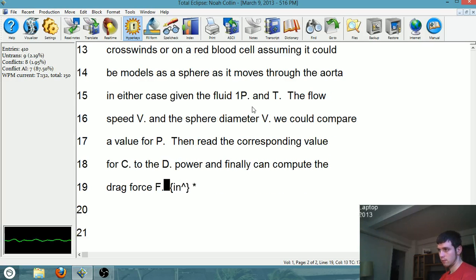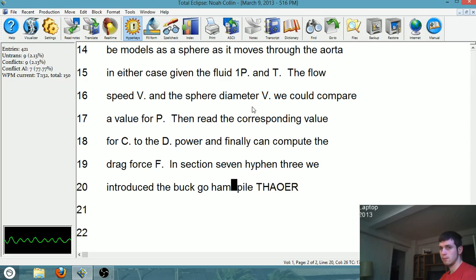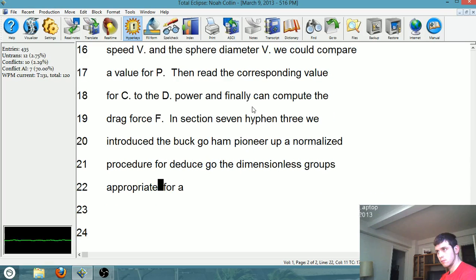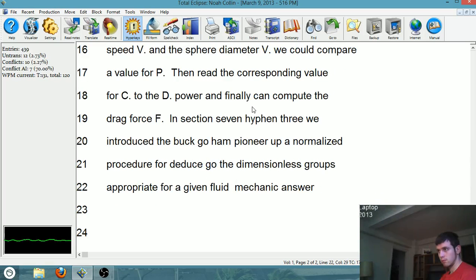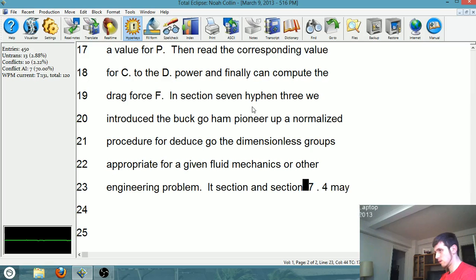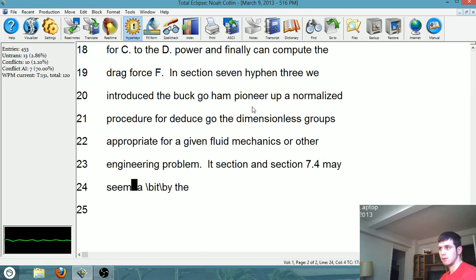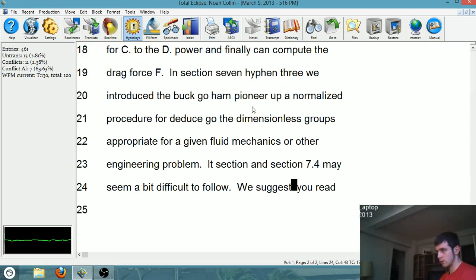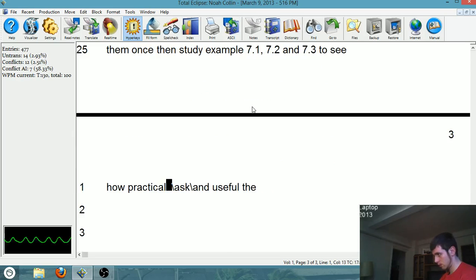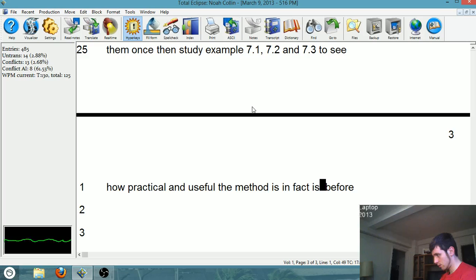In Section 7.3, we introduce the Buckingham pi theorem, a formalized procedure for deducing the dimensionless groups appropriate for a given fluid mechanics or other engineering problem. This section and Section 7.4 may seem a bit difficult to follow. We suggest you read them once, then study Examples 7.1, 7.2, and 7.3 to see how practical and useful the method in fact is before returning to the two sections for a reread.